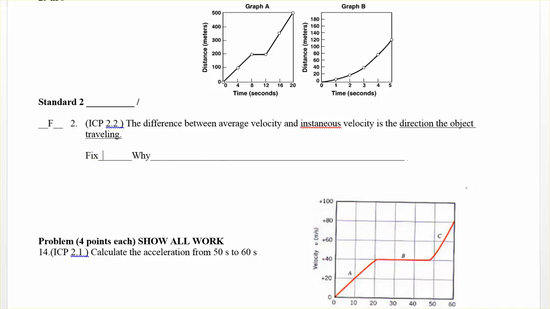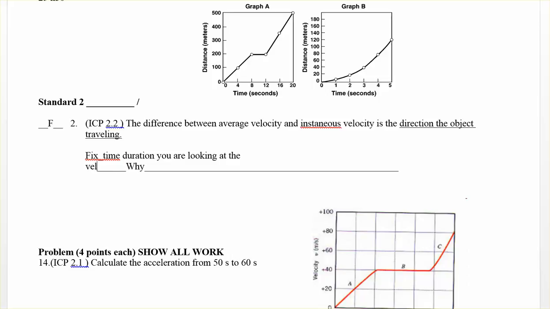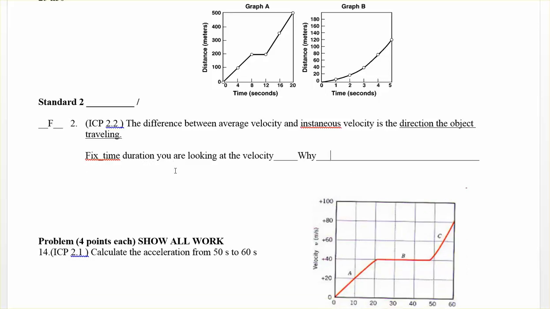You are looking at velocity in both cases. The main difference is that instantaneous velocity is looked at in a moment, and average is over a longer time period than an instant. Average, you might ask what's the average speed over an hour. Instantaneous is right now: how fast are you going right now?